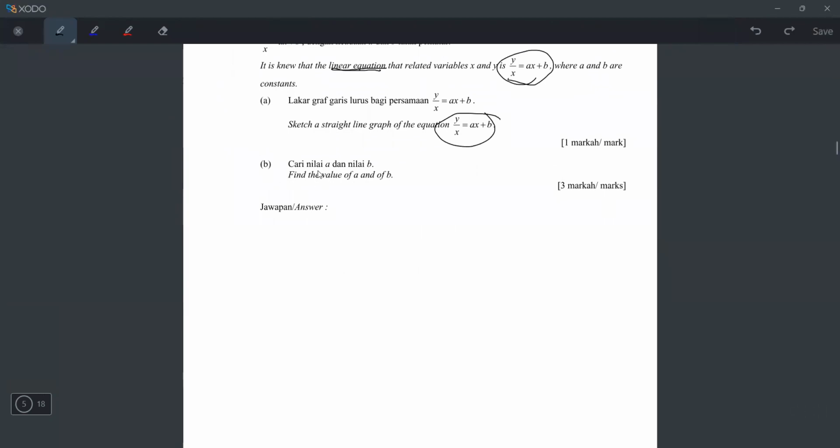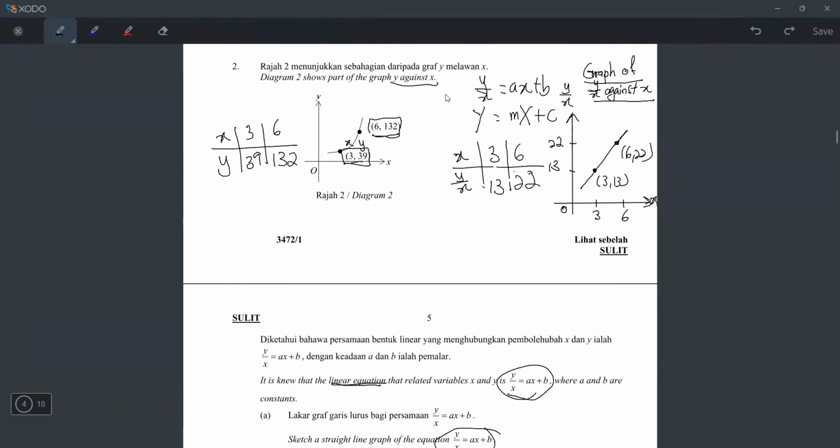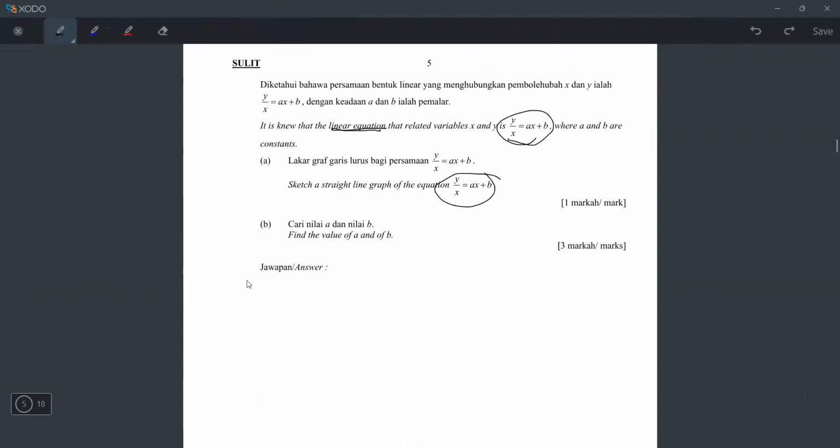That was A, and then B, they want you to find the value of A and B. Of course, you will be needing the equation. You'll be needing this information. So this is A. So now let's do B. I'll do it here. Find the value of A and B. So let's look at the equation. The equation is y over x equals ax plus b.